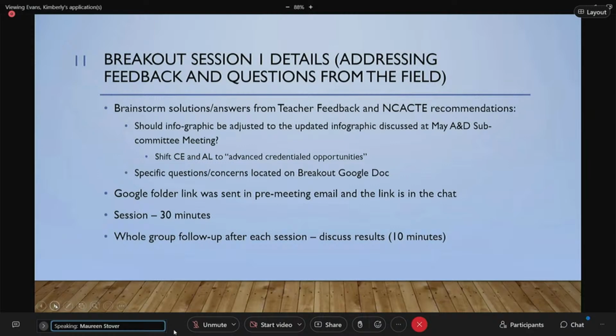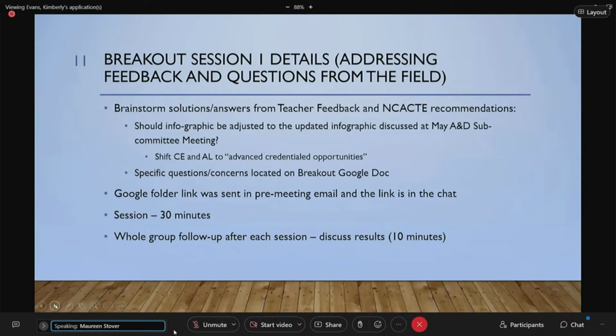All right, so going into breakout session 1, what we would really like for you to do in that breakout session is to work through a list of questions that you're going to see that came from the NCACTI recommendations, and also a list of questions that came from the feedback sessions from Julie. And then there's a couple other questions that you'll see on there that have come specifically from some different teachers, but we've seen those same questions asked over and over again. So that's going to be the first part you're going to work on.